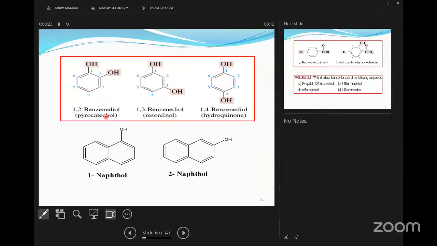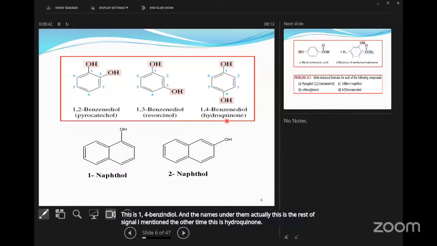So these are other examples. This is benzene diol: 1,2-benzene diol. This is 1,3-benzene diol. This is 1,4-benzene diol. And the names under them are actually, this is the resorcinol I mentioned the other time. This is hydroquinone. And there is a mistake here, this is hydroquinone, it should be all. Then this is pyrocatechol. So these are examples of a di-substituted phenol carrying OH.